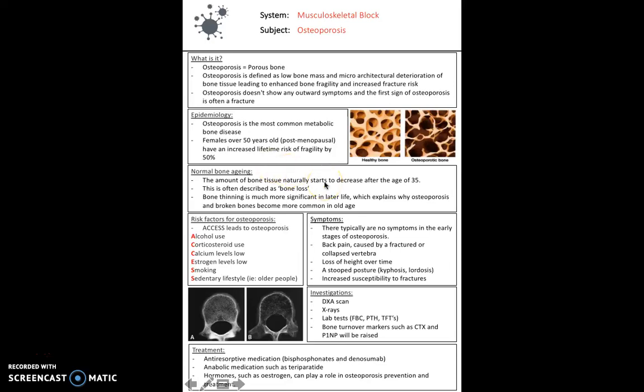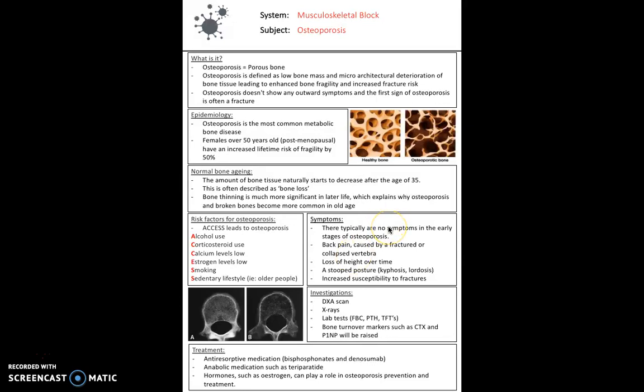So remember that bone changes as you age, and the amount of bone tissue naturally starts to decrease after the age of 35. So it's constantly increasing up until about 20, 21, and then it starts to decrease after the age of 35. And this is described as bone loss. So bone thinning is much more significant in later life, which explains why osteoporosis and broken bones become much more common in older age. So the risk factors for osteoporosis can be remembered by ACCESS: alcohol, corticosteroids, calcium levels low, estrogen low levels, smoking and sedentary lifestyle. So really all of these start to point towards older people.